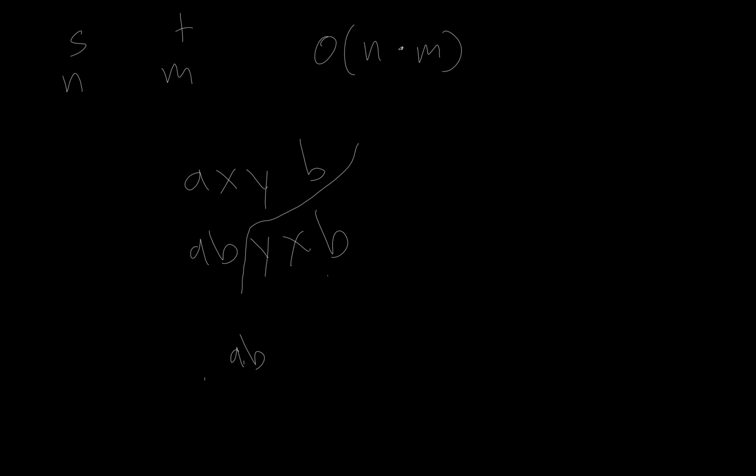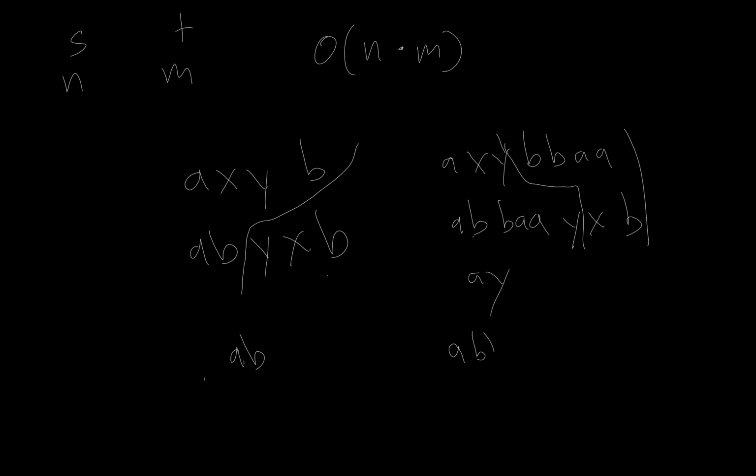So let's say there's some combination A, X, Y, B, B, A, A, and here is A, B, B, A, A, and then Y, X, B, right? So now, if you're here, the longest subsequence is clearly AY, but in actuality, at the very end, the longest subsequence would be A, B, B, A, A, okay? So how do we look at this?